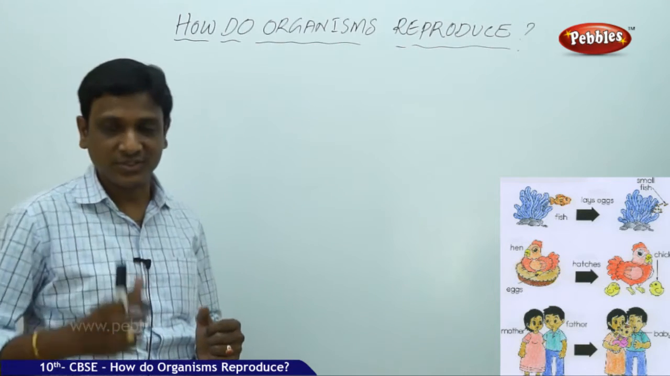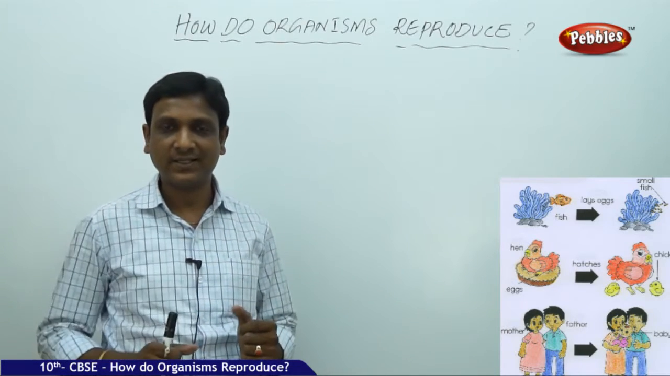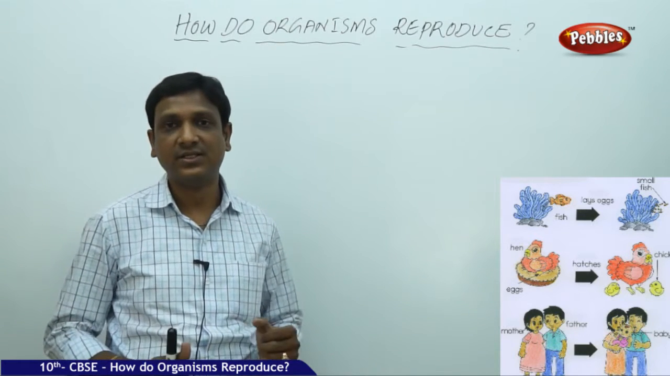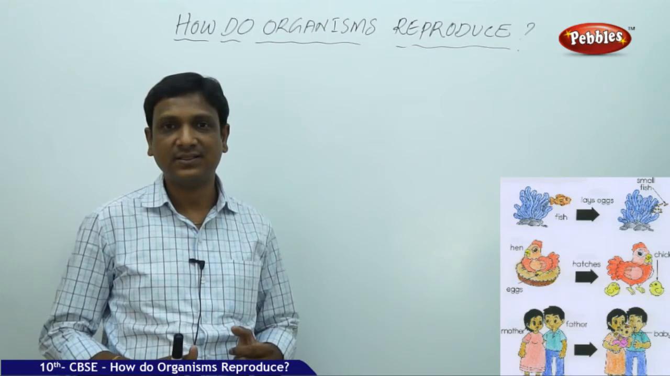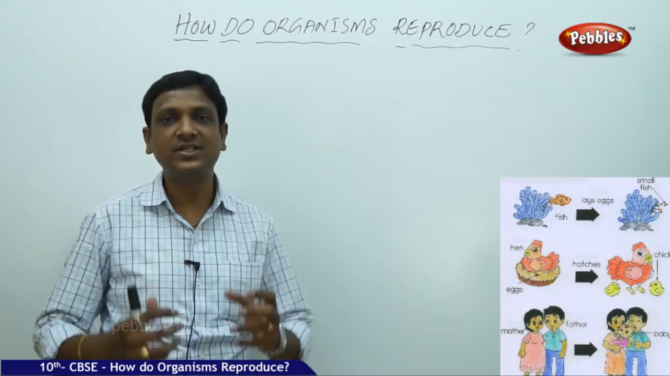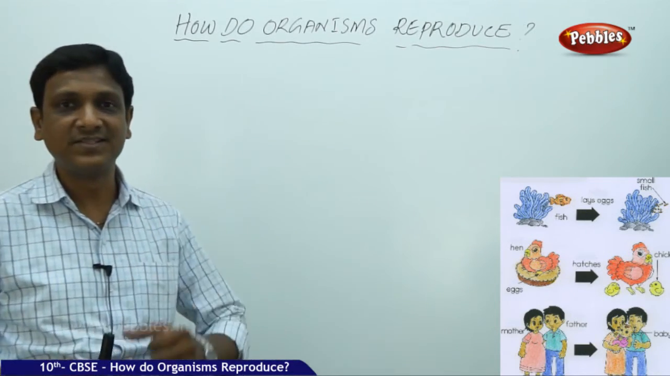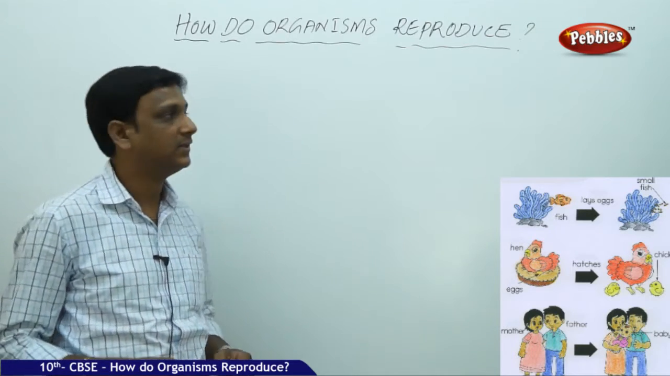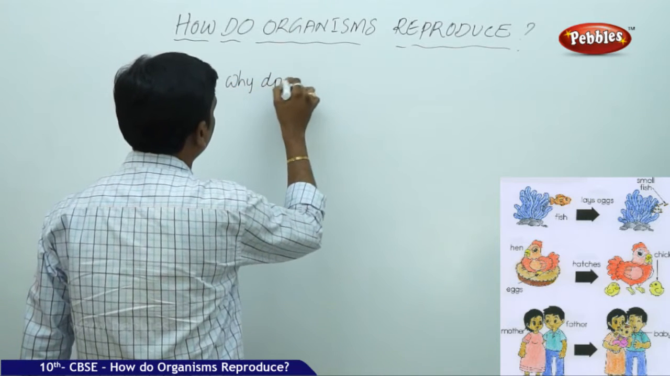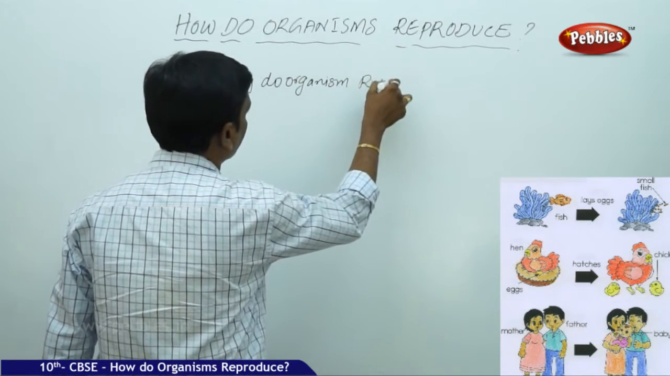And it reproduces. That means it produces another organism of its own kind. To reproduce a new organism, it needs a lot of energy and a lot of materials. Even then, the organism makes efforts to acquire a lot of energy and materials to produce the young one of its own kind. What is the interest in producing the young ones of its own kind? So here the question: why do organisms reproduce?